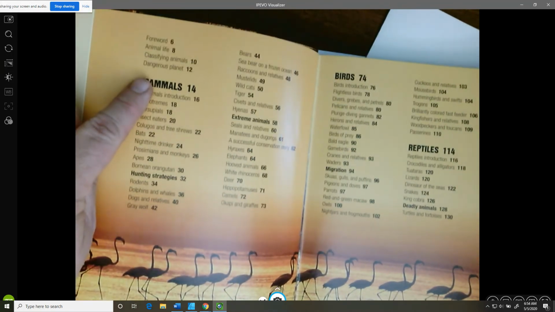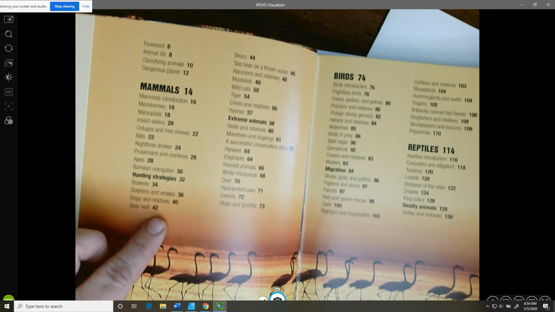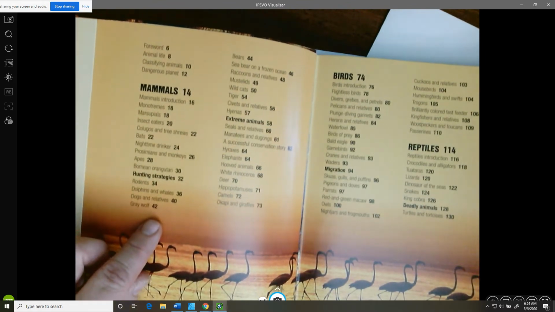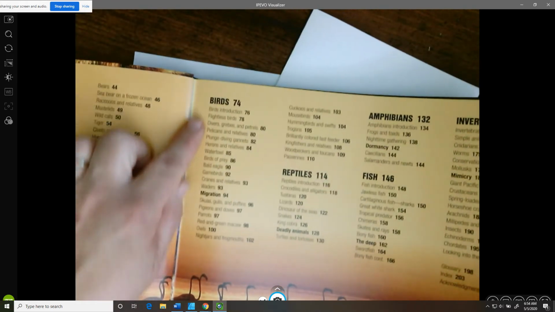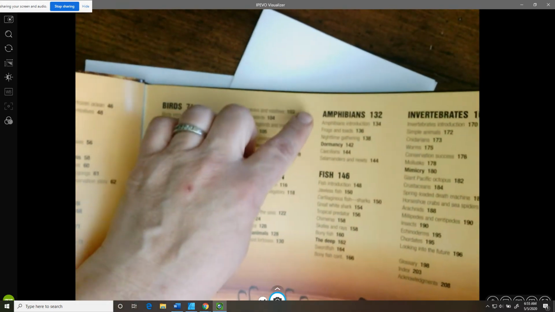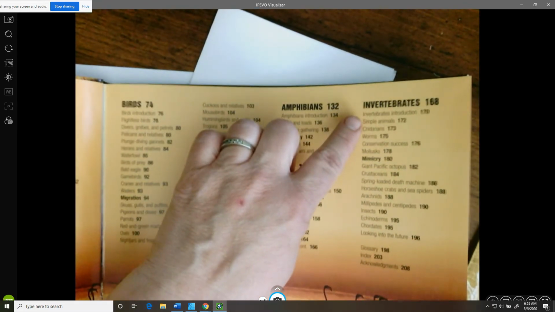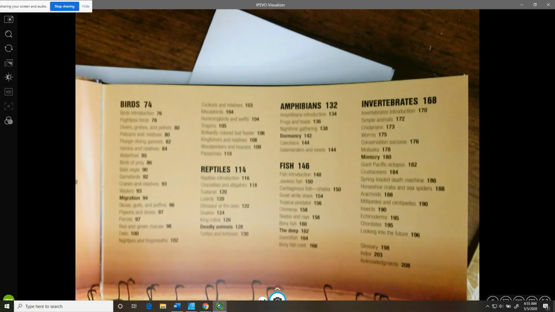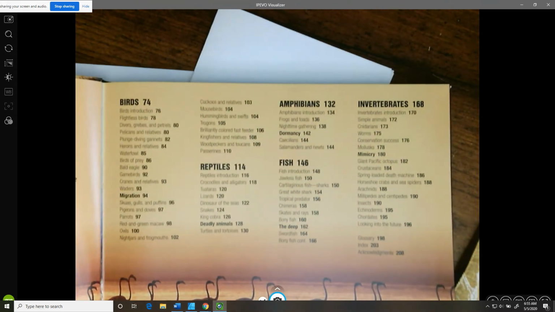It has a section about mammals. It's in clear print. Look at all those numbers that follow. Different things I want to learn about mammals are on these pages. And then here's a section about birds, reptiles, amphibians, fish, and invertebrates. That's that word that means they don't have a backbone. Well, this book includes them.